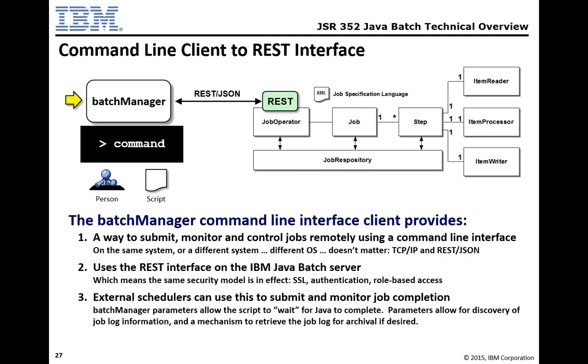On the previous chart, we illustrated the REST interface. Now let's look at a command line utility IBM provides to drive that REST interface. The utility is called Batch Manager. It's a Java client that will take command line input and format it into REST JSON and send it to the REST interface. To integrate with an external scheduler, you could write a shell script that invokes this Batch Manager client. The shell script would be invoked by the scheduler. A wait parameter tells the Batch Manager to stay active until the Java batch job in the JSR352 runtime completes. When the job completes, the Batch Manager client can retrieve the job log information and retrieve the entire log if desired.